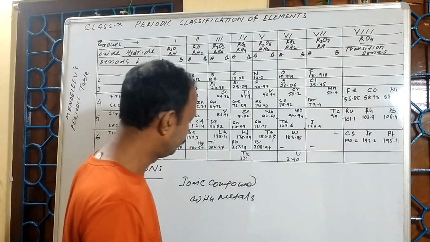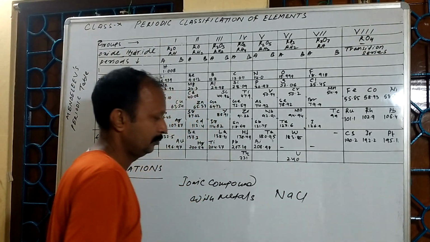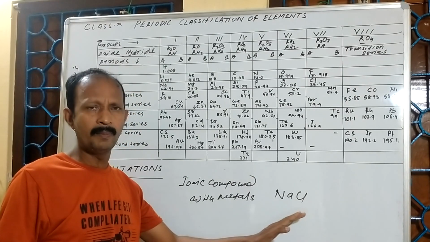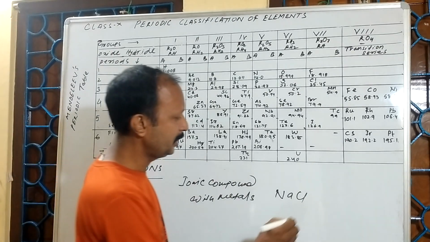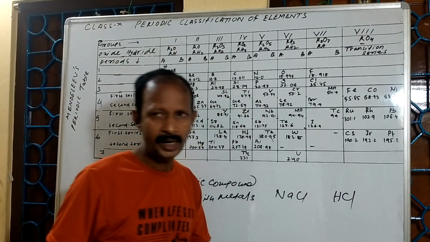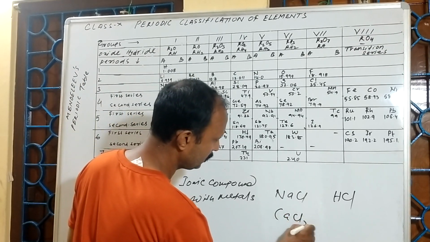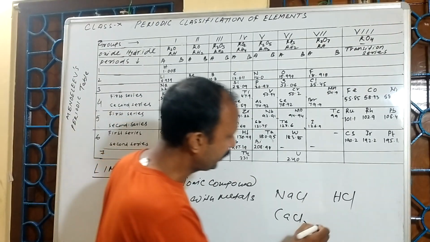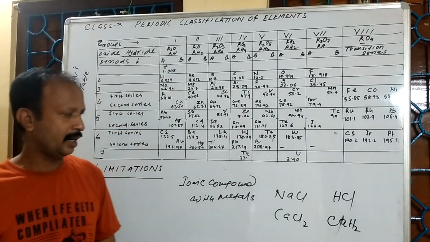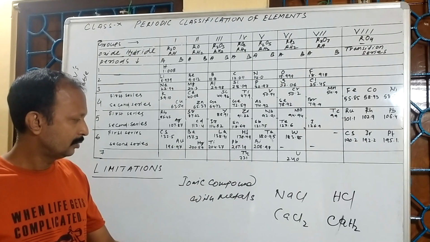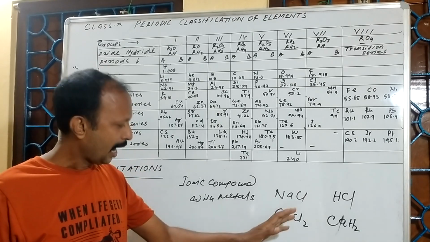Suppose NaCl. This is an ionic compound with metals. Chlorine made NaCl. With hydrogen, it will make HCl. Suppose with calcium, it will make calcium chloride. Here it will make calcium hydride. So we found that it is showing some similar properties with the halogens.